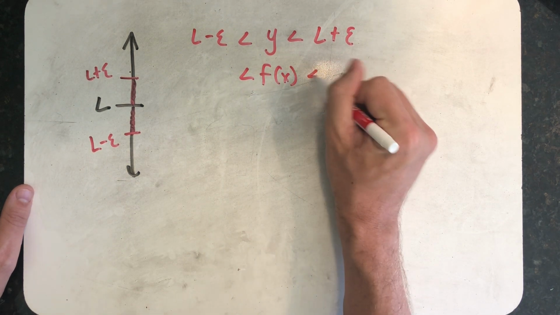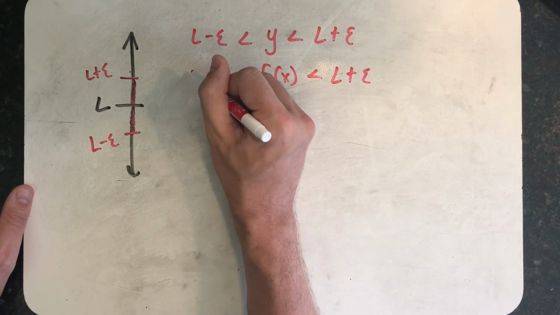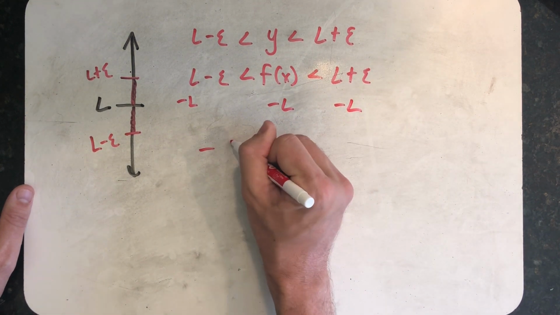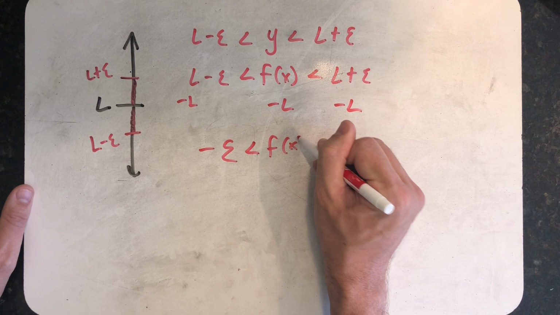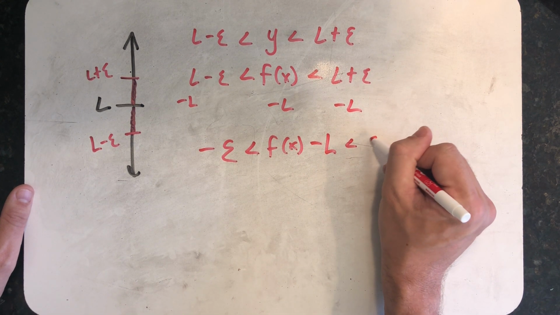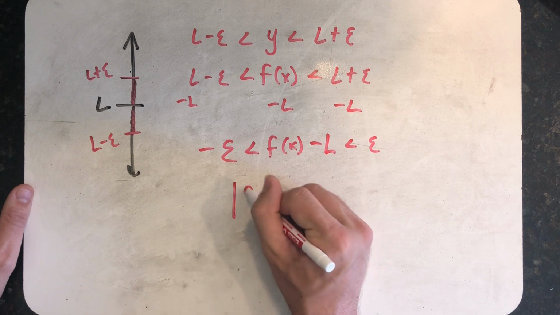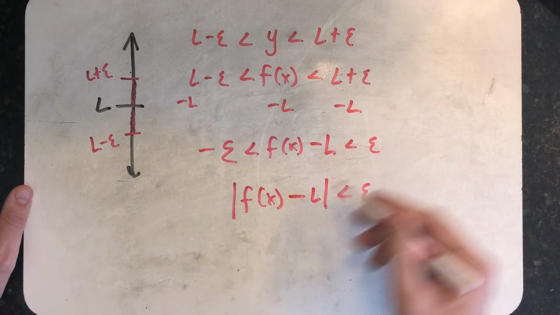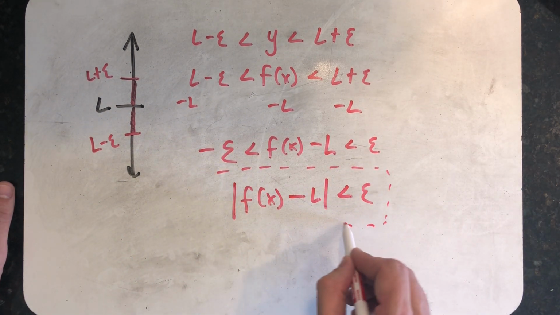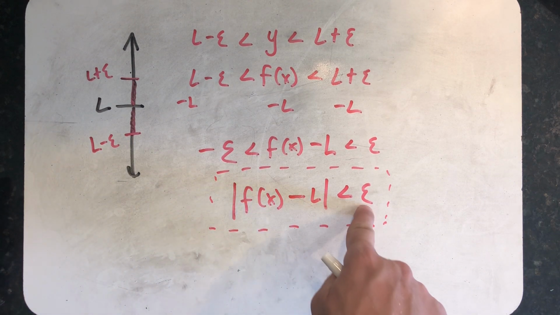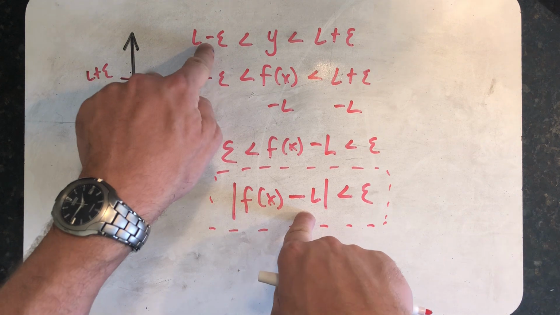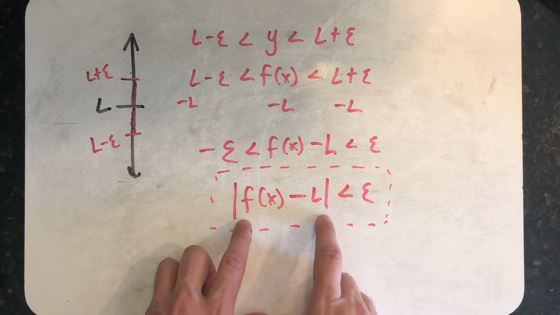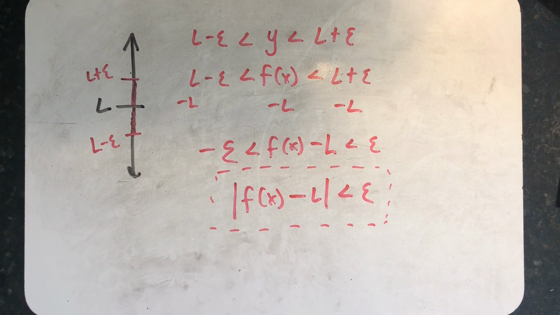But my y values are function values, so instead of using y, let's use f of x. And doing that same thing I thought of doing before, let's take L away from all three pieces. And now I can do that same thing where I say, hey, that's a statement about an absolute value. This would be a mathematical statement that said all of my y values are supposed to be within epsilon of L. All of the y values are between L minus epsilon and L plus epsilon. The big takeaway here is if I see an absolute value statement like this, it's talking about a distance.